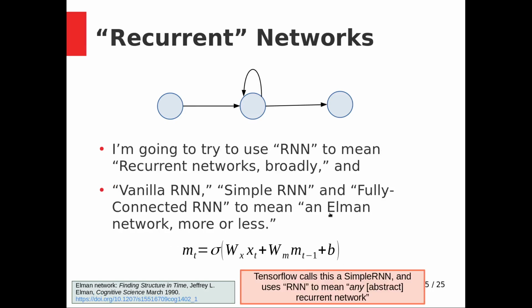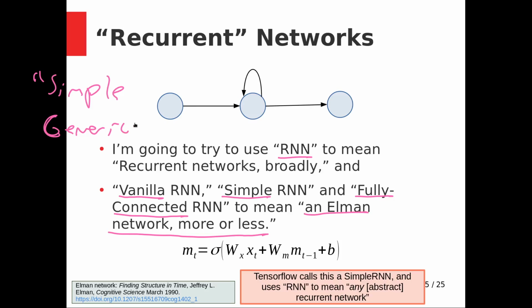So when I use these terms, I'm going to try to be very careful to use just RNN without any kind of qualifier to mean the huge wide open family of any kind of recurrent network. I'm going to use the more specific terms vanilla RNN, simple RNN, fully connected RNN to mean an Elman network more or less, right? Where again, Elman network more or less is our generic, simple network. And it is specifically this, right? That is the math for an Elman network more or less. That is the math for our generic, simple, vanilla, feed-forward, fully connected, basic RNN, okay?